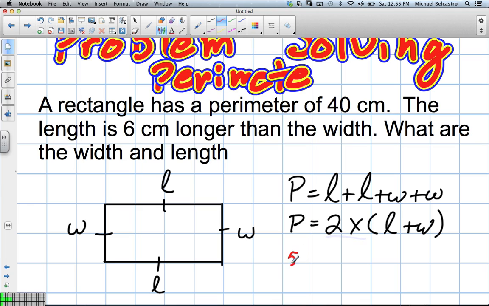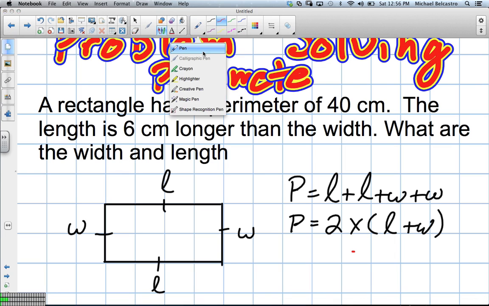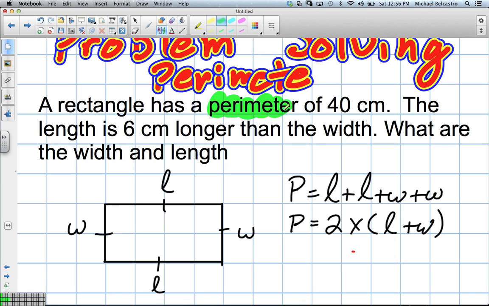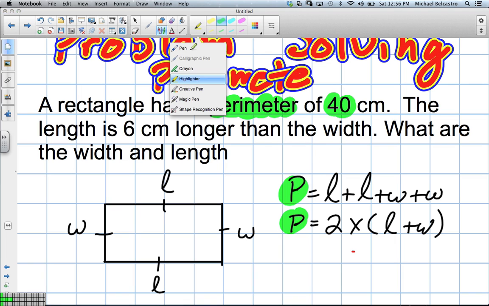What is 5 times 3? 15. And what is 3 times 5? 15. Did it make a difference which one we multiplied first? No. Okay. Now that we know that, it also told us our perimeter was how long? 40. So we can replace that P with 40. We know that it's 40.